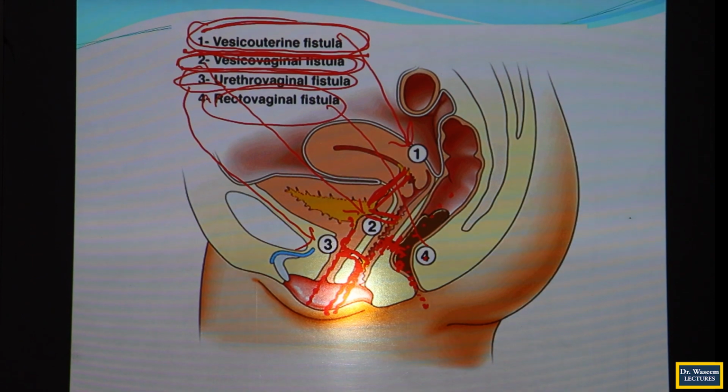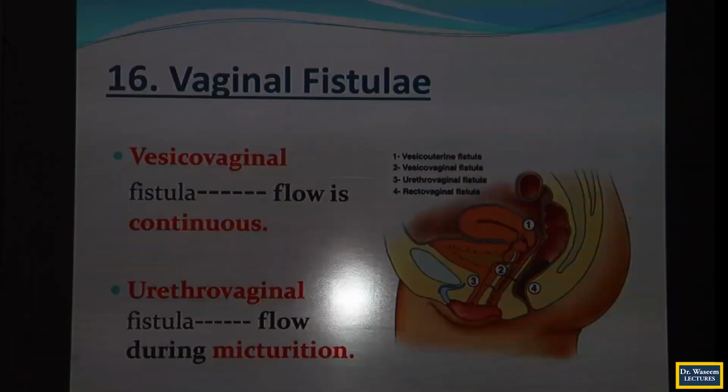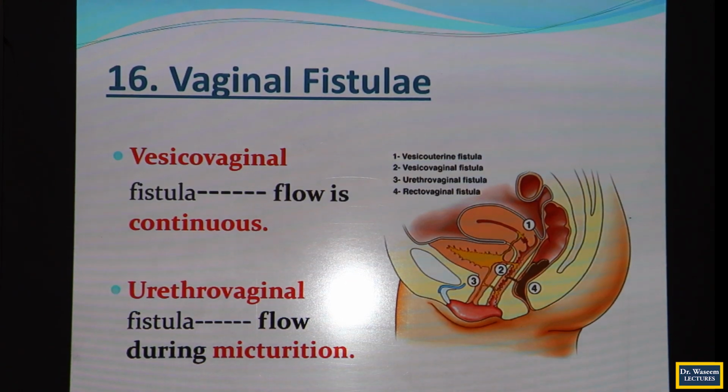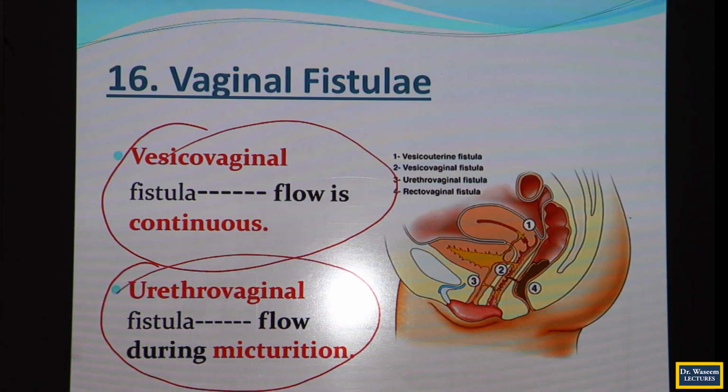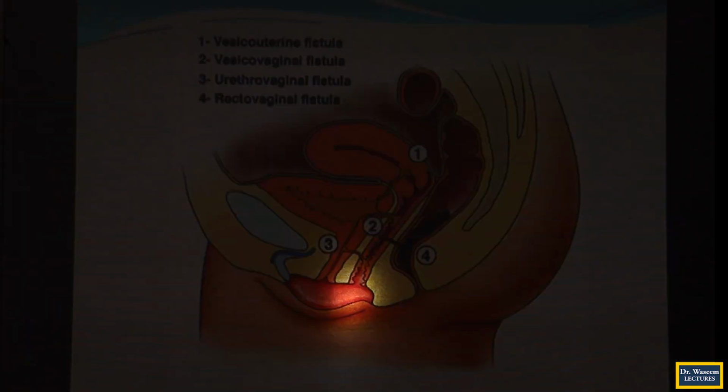So, these are some of the complaints or signs and symptoms which can be kept in mind here. If it is a vesico-vaginal fistula, there is a continuous flow of urine. But if it is a urethro-vaginal fistula, urine will appear only at the time of micturition. This will indicate at what level the fistula is. Otherwise, the fistula can be detected by examining the walls of the vagina through per-vaginal examination.